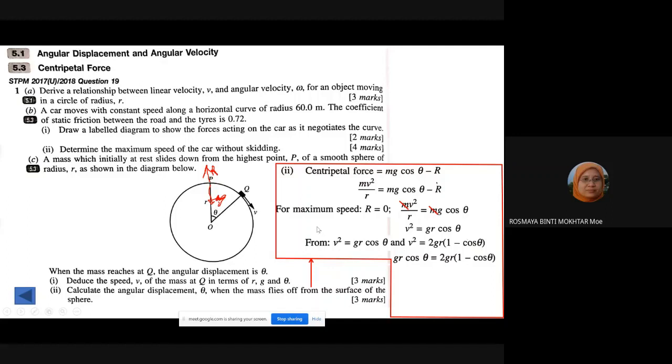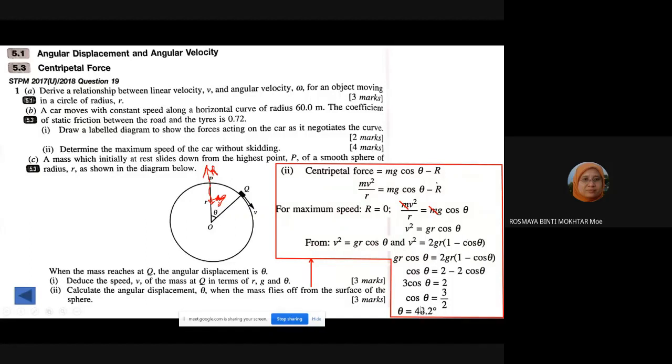We derive for v, so the same v we use. That means both are equal. So we equate them and then cancel the g. So cos theta becomes 2 minus 2 cos theta. Expand the bracket, and 3 cos theta equals to 2. Bring to the left side, 1 plus 2, 3 cos theta. So cos theta equals 2 per 3. So lastly, we get theta equals to 48.2 degrees.